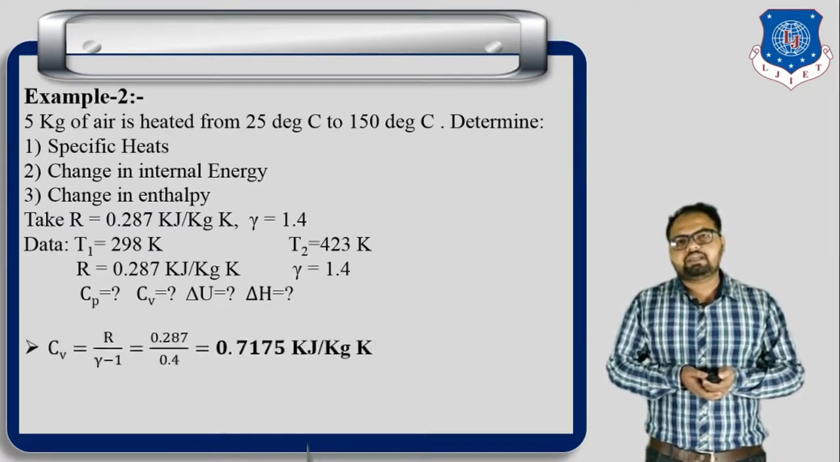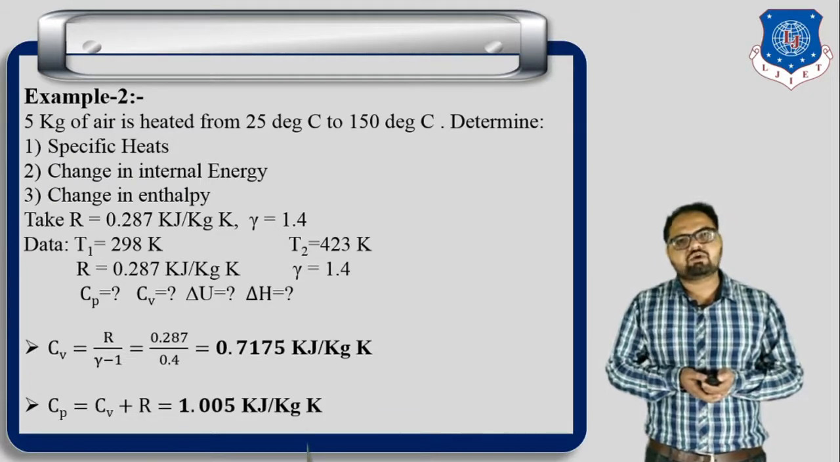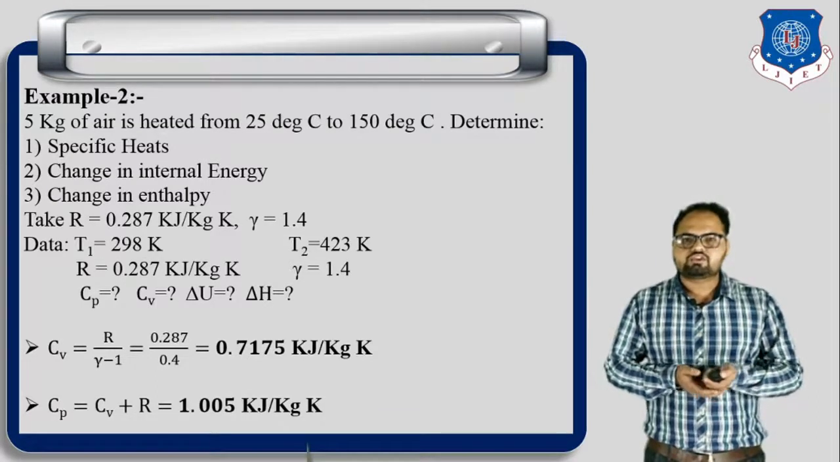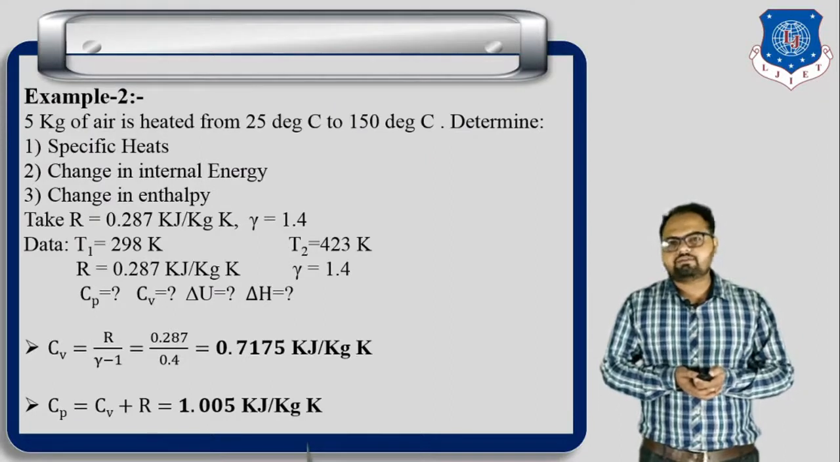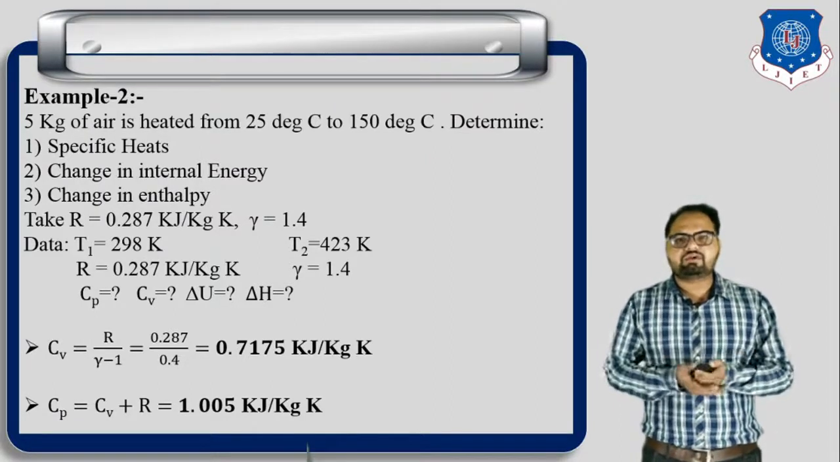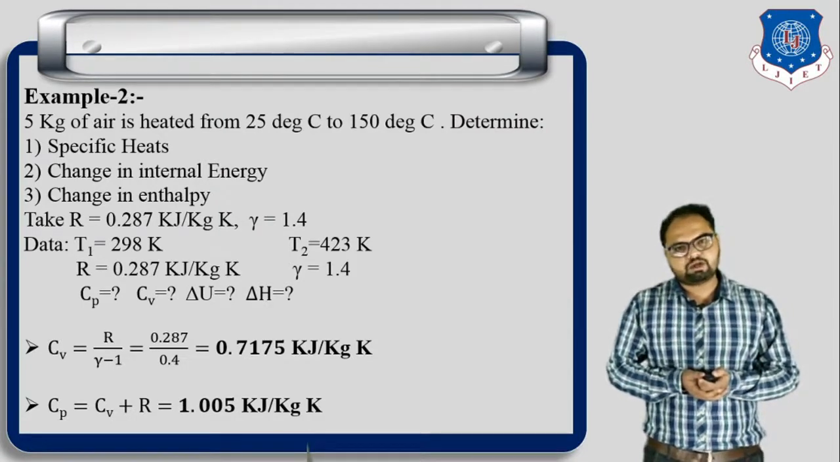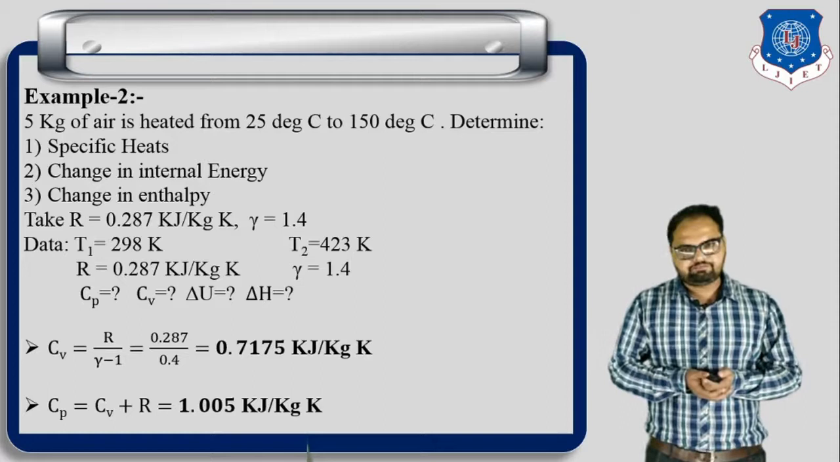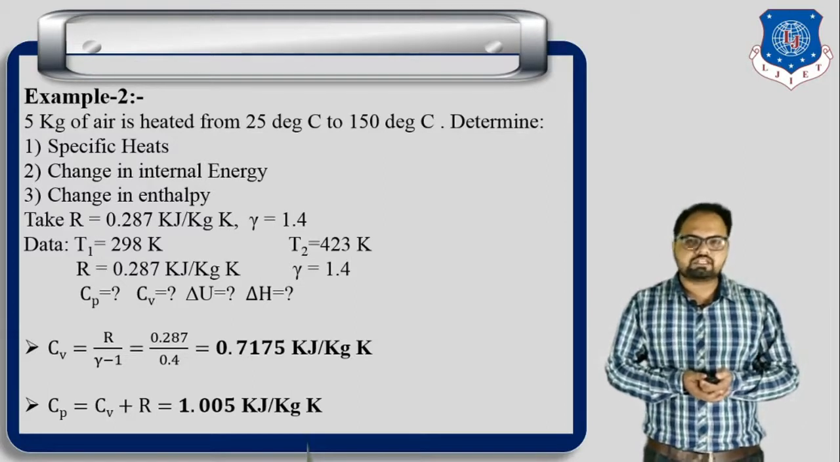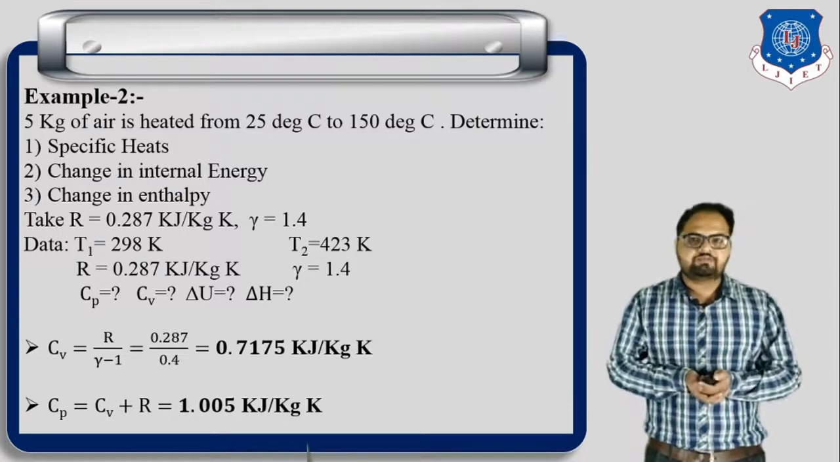We know that Cp is equal to R gamma divided by gamma minus 1, and Cv is equal to R upon gamma minus 1. So first of all, Cv is equal to R divided by gamma minus 1. We have the value of R, that is 0.287, divided by gamma, that is 1.4 minus 1, that is 0.4. So the final answer will be 0.717 kilojoule per kilogram Kelvin. Now we know that Cp minus Cv is equal to R, so Cp is equal to Cv plus R. By putting this value in this equation, we get the value of Cp.